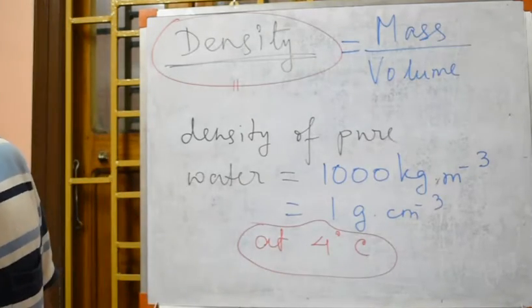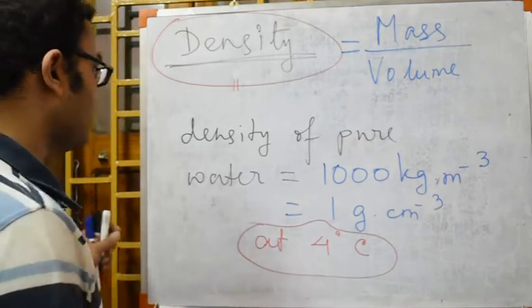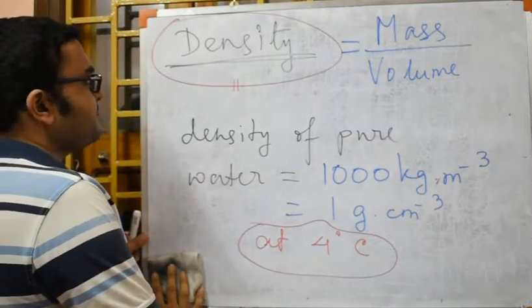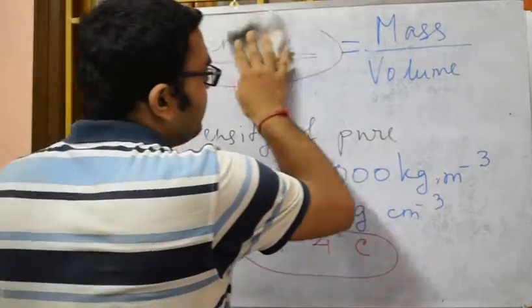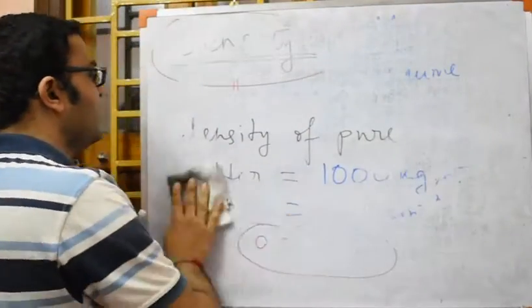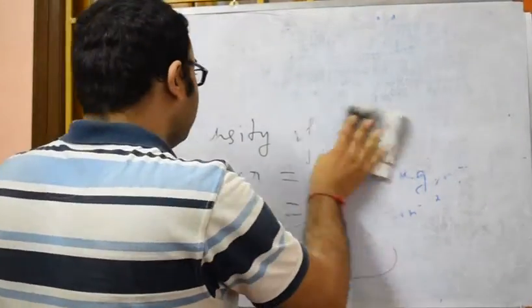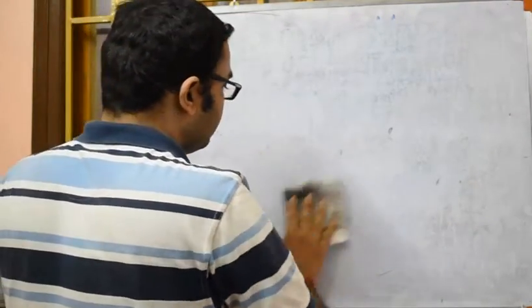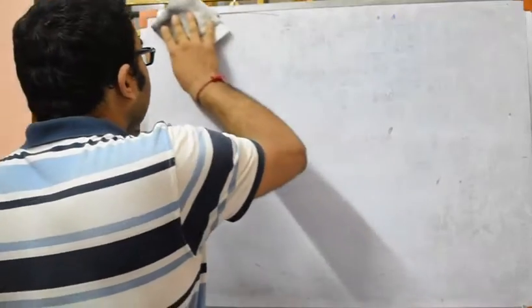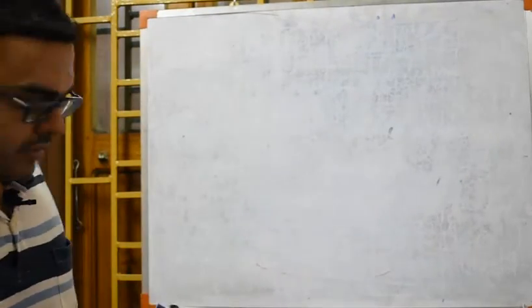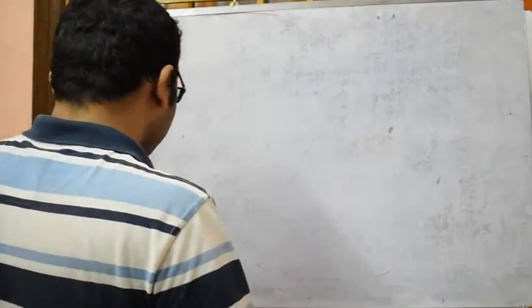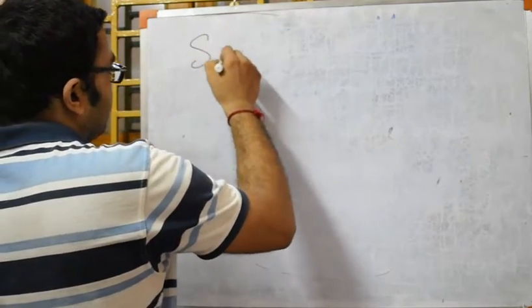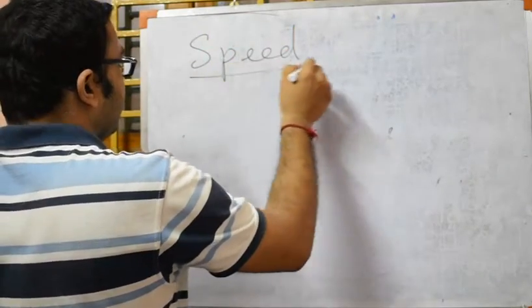Now, quickly moving on to the last topic of today's class, which is speed. I think you have all noted it down. If you have not noted it down, please pause and note the topic. It is the last topic in your syllabus, speed. We use this term very often. What is speed? We say that the bike or the car is moving at a high speed.